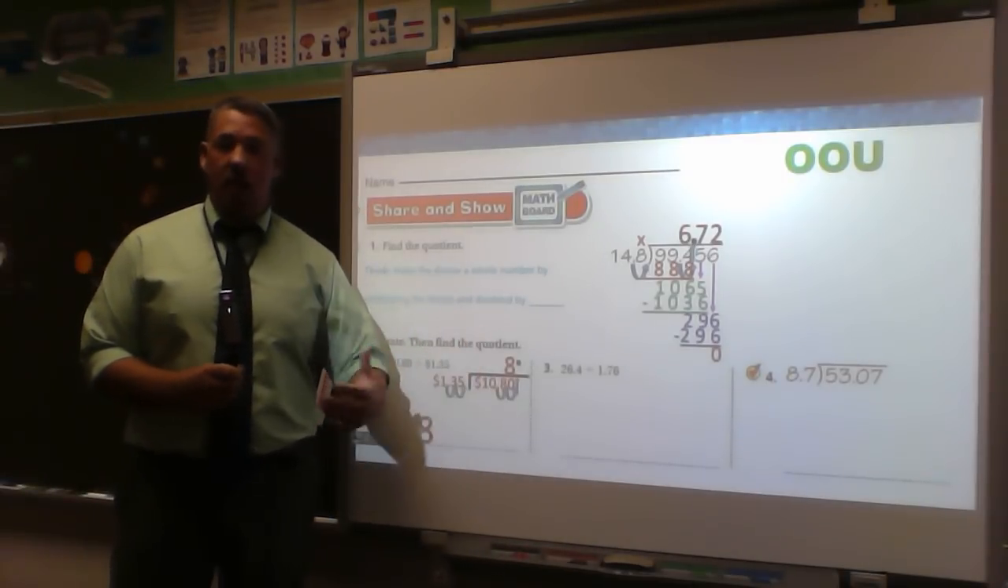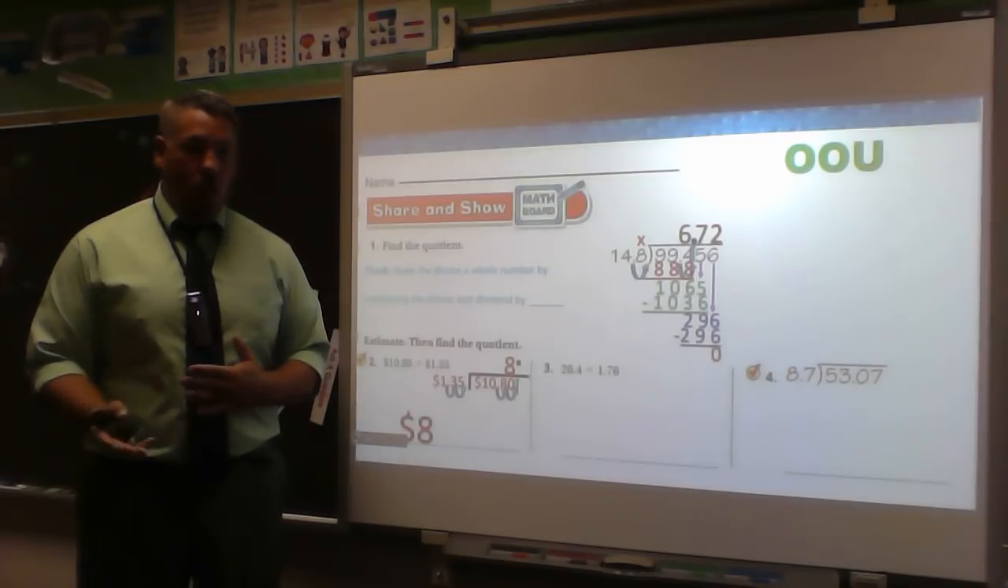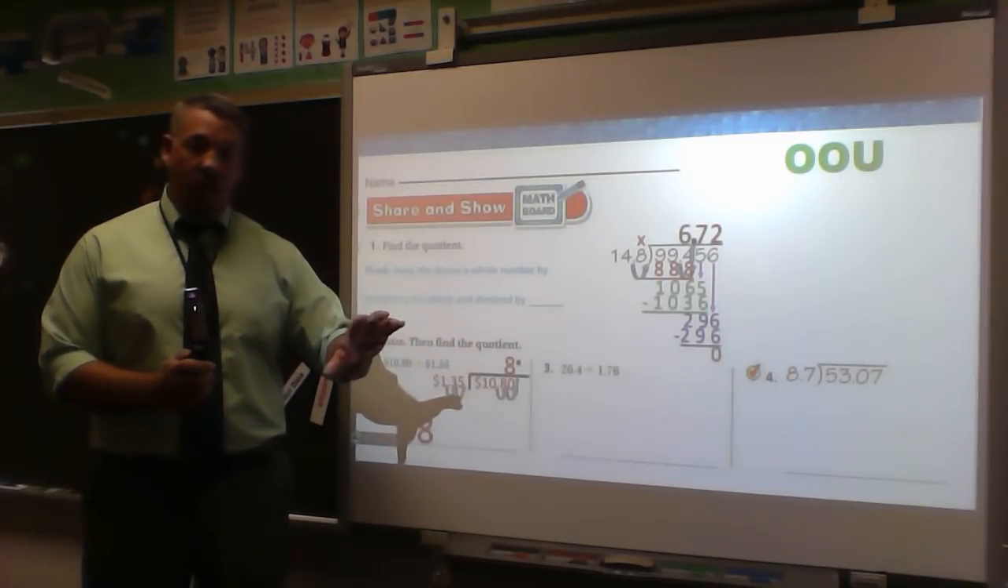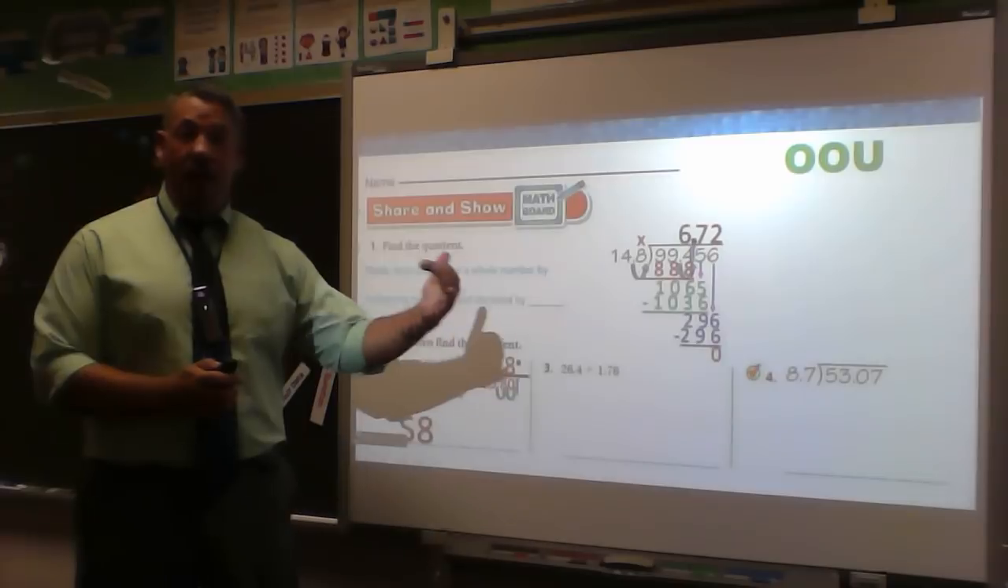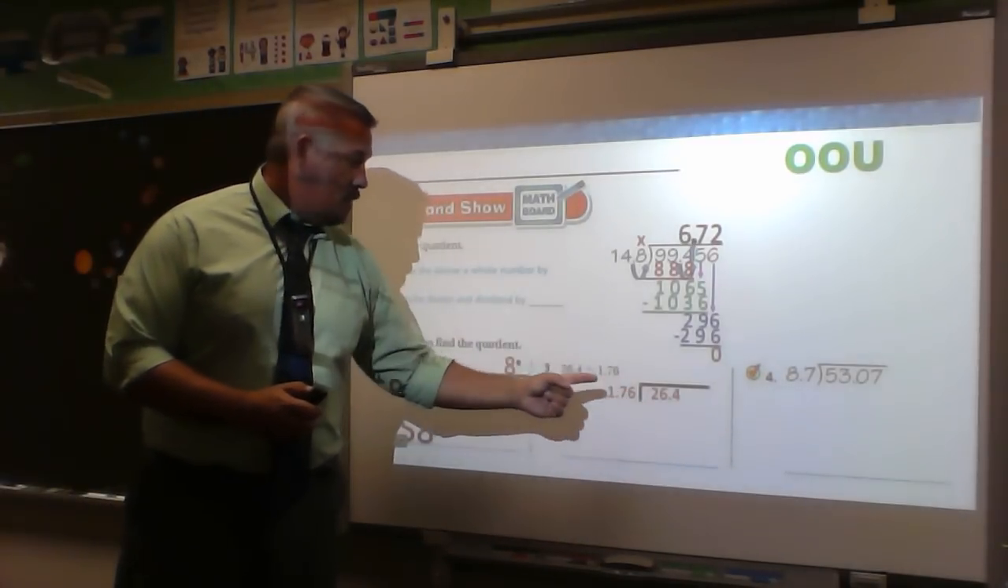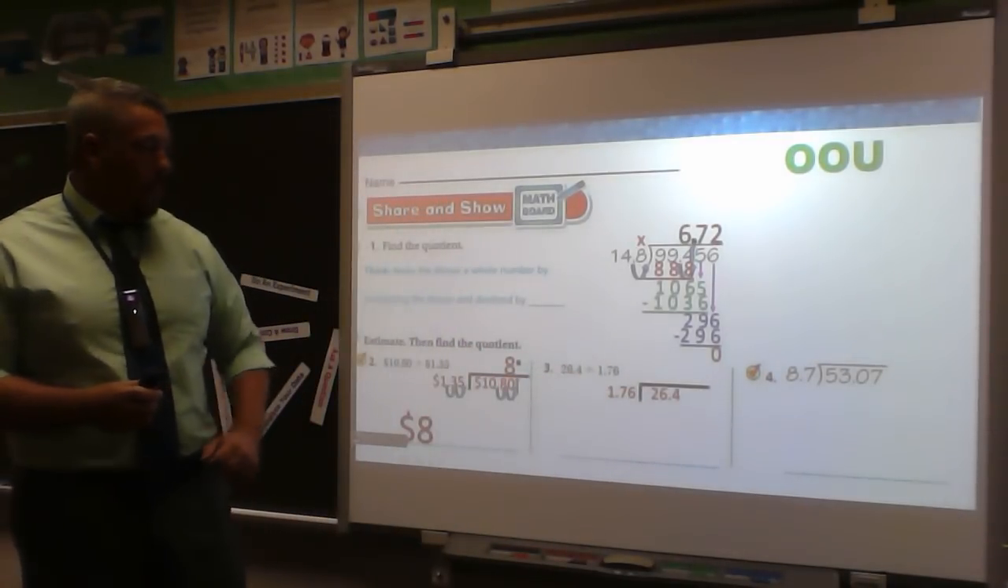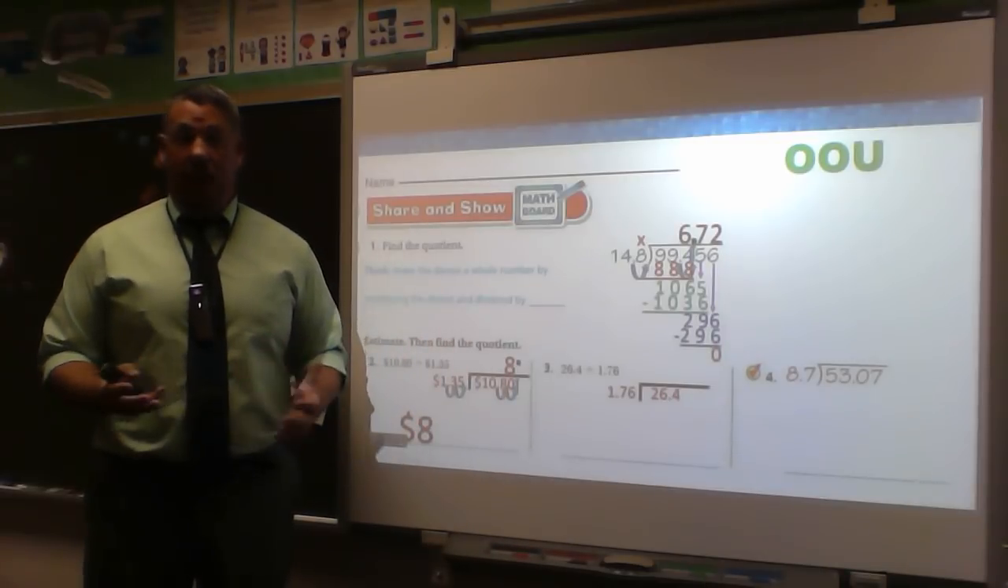So which one would go inside my division box? Once again, my first number is always my dividend. My second number is always my divisor. So I have inside the box and outside the box. I have a decimal on the outside of the box, which I cannot do.